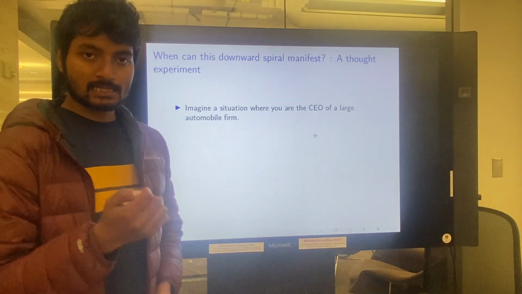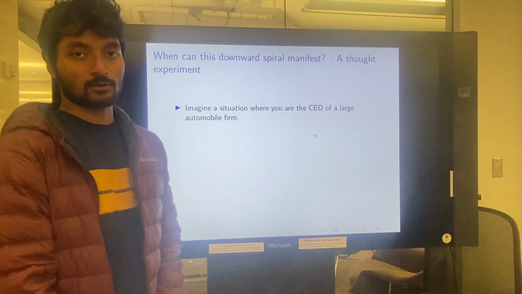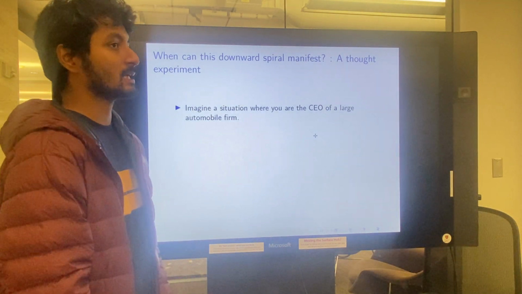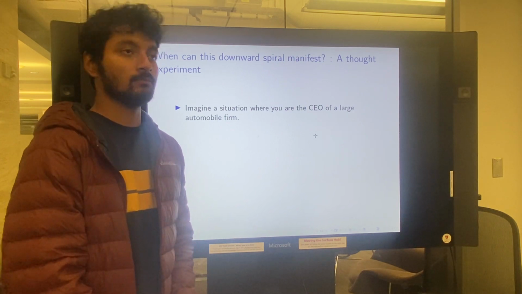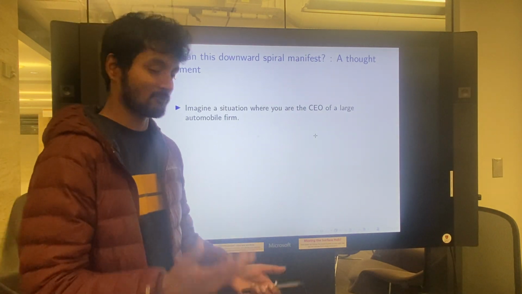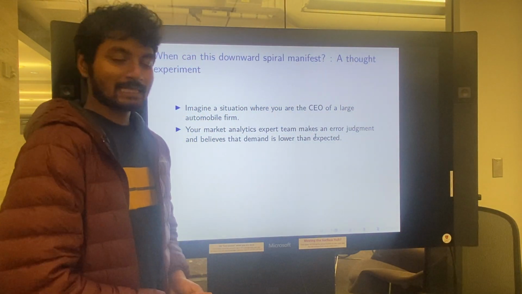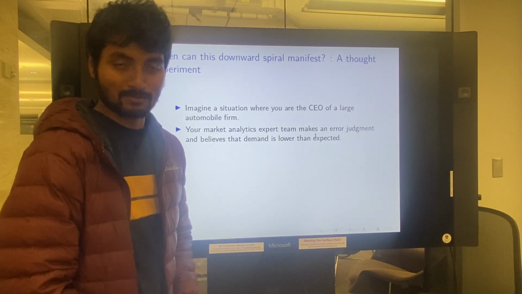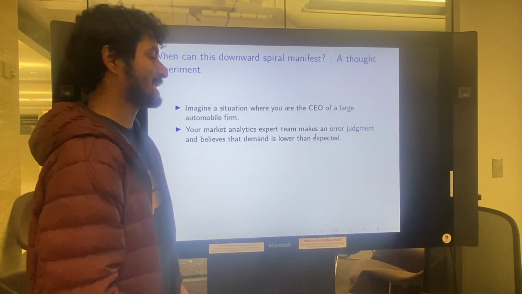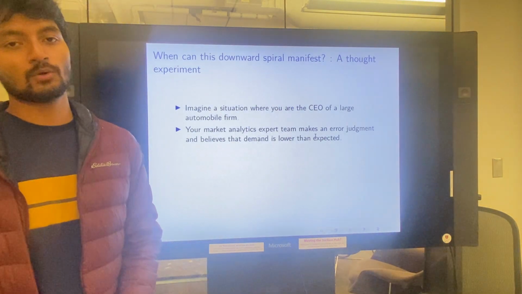A small case study about this. So imagine a situation where you are the CEO of a large automobile firm. The automobile industry in the US is probably prone to shocks, both positive and negative demand shocks. Your market analytics expert team, which tells you about what is the demand for your products, makes an error in judgment and basically believes that the demand is lower than expected.